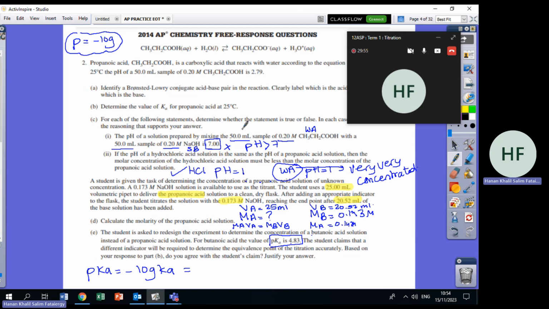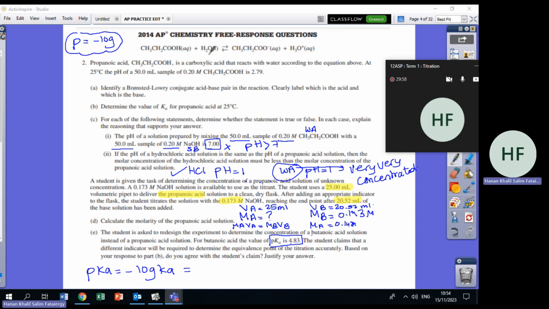Can I find it for propanoic acid? Yes, of course, because I just found the Ka value. The Ka here was 1.3 times 10 to the minus 5. So if I need to find the pKa, I will do minus log 1.3 times 10 to the minus 5. So the pKa will be equal to 4.89. Okay, 4.83, 4.89.